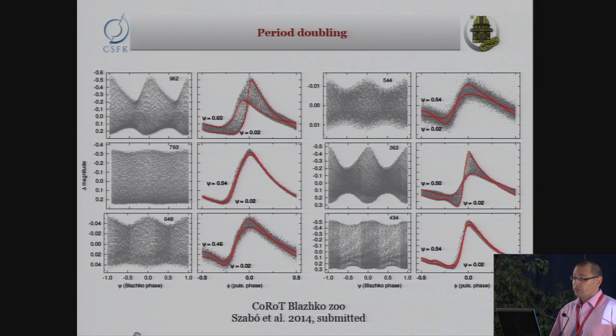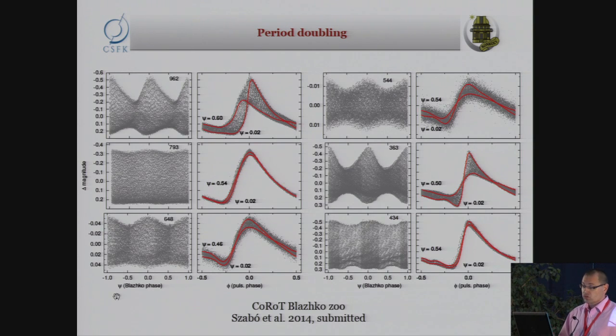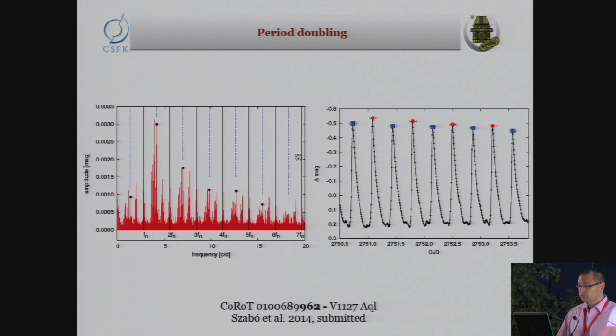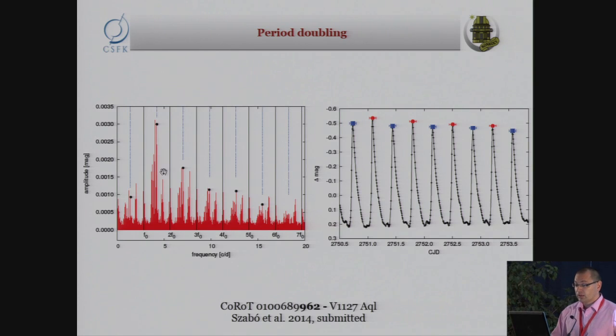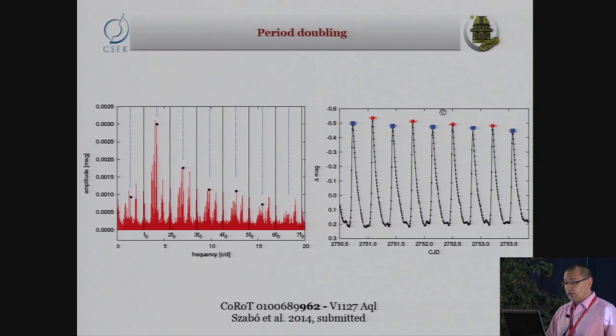This is the family portrait of the CoRoT Blazhko stars. These are all light curves folded by the Blazhko period, and we have 6 of those, and these 2 are heavily blended, actually. So you'll see the large scatter. And we found the period doubling very clearly in 4 of these stars. This is V1127 Aquilae. You see the half integer frequencies in the frequency domain. You see the alternating light maxima in the light curve.